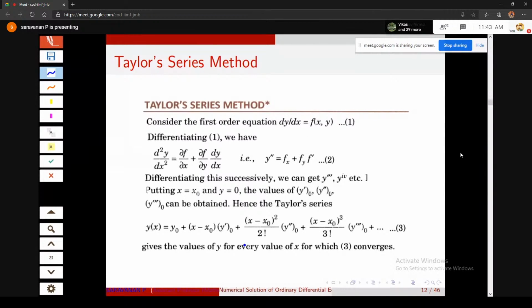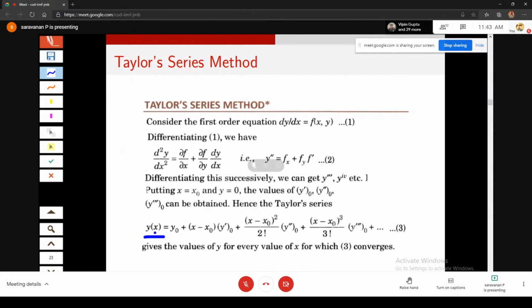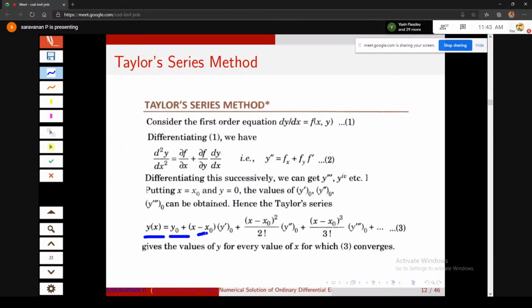Okay. Very simple. You write the Taylor series of some function. That is y of x equal to the value of y at x0, plus (x minus x0) into y dash of x0. This y dash of x0 is nothing but y dash, which is f of x comma y. So y dash at x0 comma y0. Then (x minus x0) whole square by 2 factorial y double dash of x0. Then (x minus x0) whole cube by 3 factorial y triple dash of x0, etc.